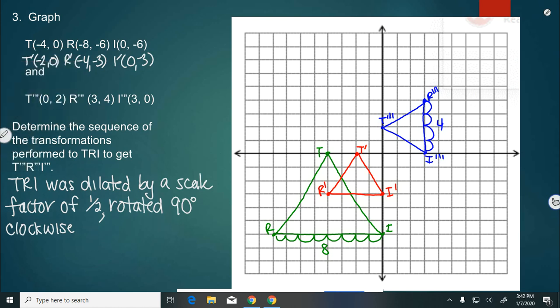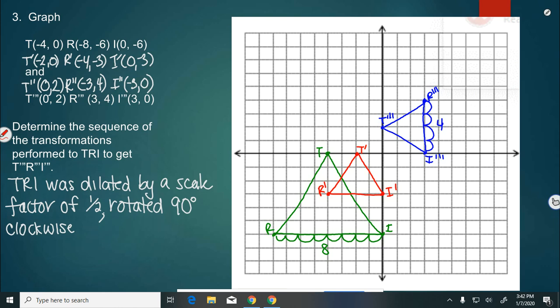So we want to rewrite those coordinates again. Remember again, 90 degrees clockwise, switch, change y. So T double prime, we switch and change the sign of the new y, so it's going to be 0, 2. R double prime, we switch and change the sign of the new y, so it's going to be -3, 4. And last, I double prime, we switch and change the sign of the new y, so it stays at -3, 0, because 0 doesn't have a sign. So now we can graph that new one.